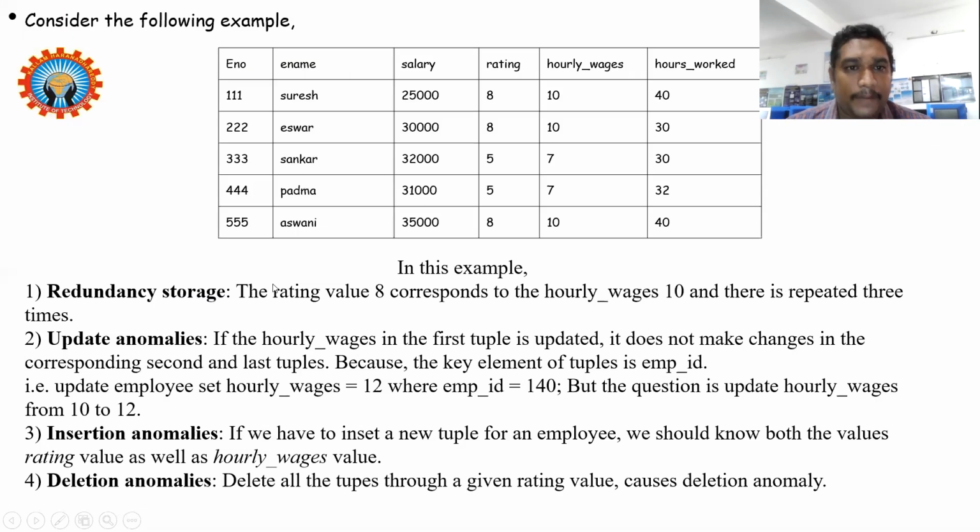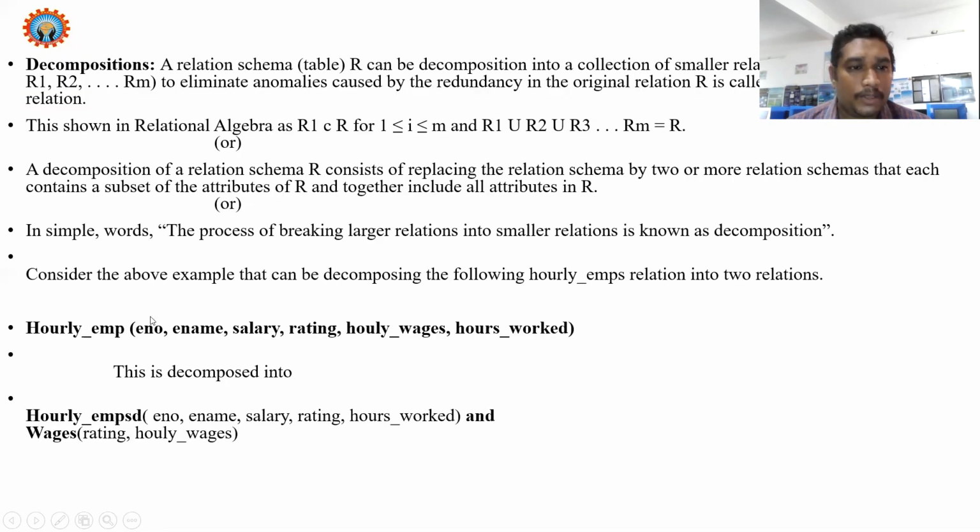Now how many attributes do we have? 1 2 3 4 5 6 attributes. We have a relation called employee. How many attributes are there in Employee? 6 attributes. Now this is the hourly employee relation. In that there are 1 2 3 4 5 6 7.